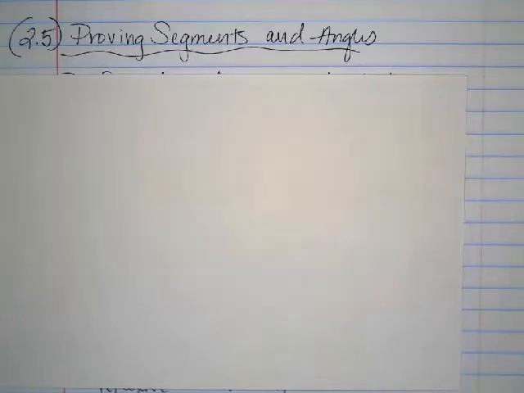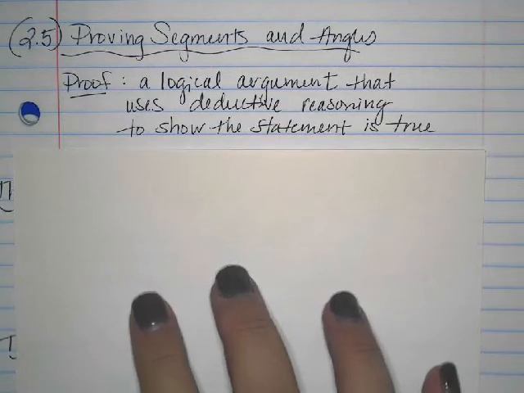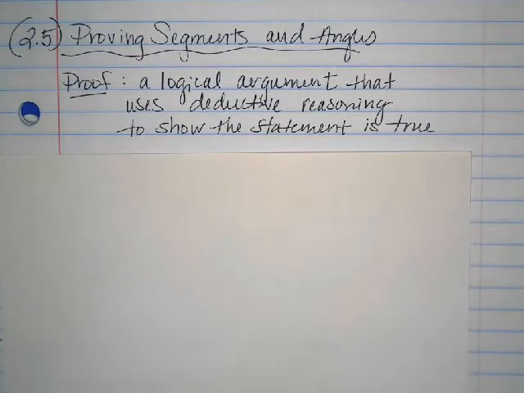On to our next section. In chapter 2, 2.5 is talking about proving segments and angles. So the idea of a proof. This is an important piece of geometry. It's an argument. So I'm going to make an argument and use deductive reasoning.